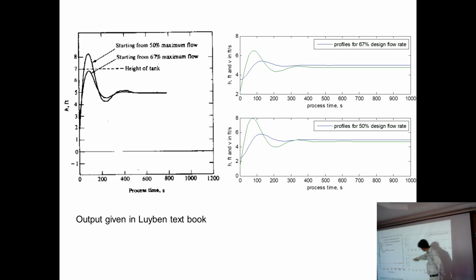The blue curves and the green curves are the velocity curves. Here he has plotted only height plots, but I have plotted both height and velocity, both h and v. So we will get similar plots, but we won't get exact plots.